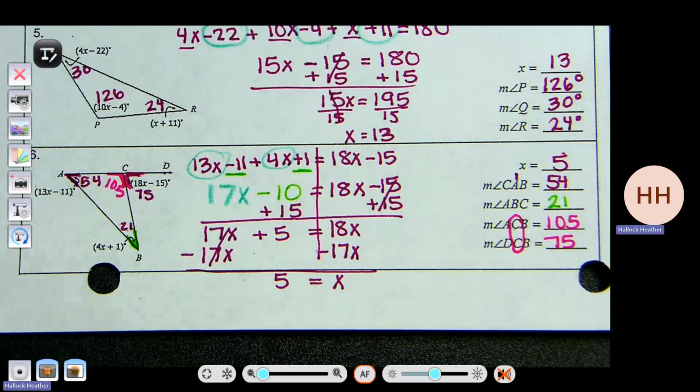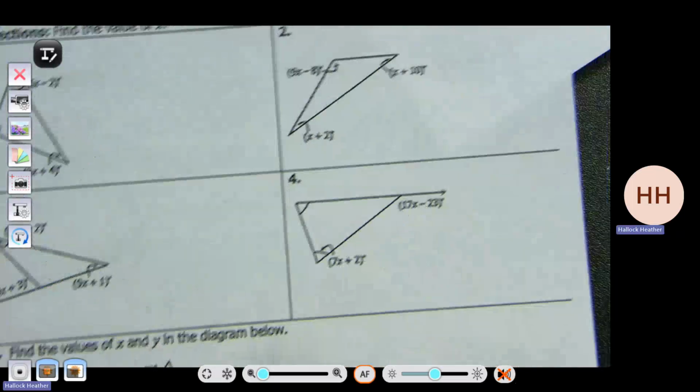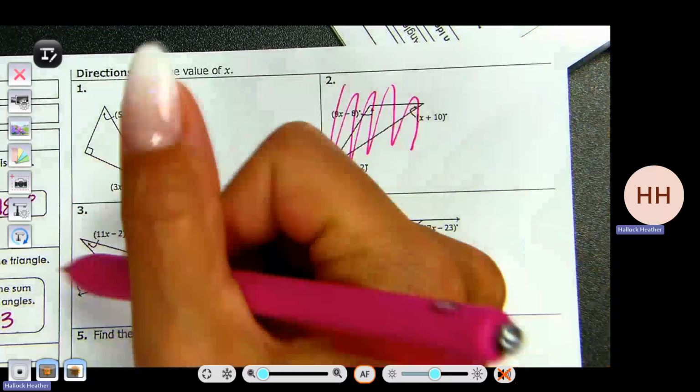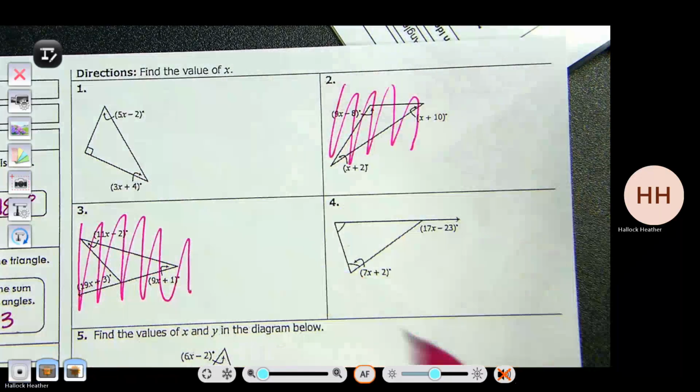So at this point of the year, everything's going to kind of start tying together. You're going to have to start thinking outside the box a little bit. Okay. So we're not going to do all of these. Let's cross off number 2. Let's cross off number 3. No, we're going to do number 5.